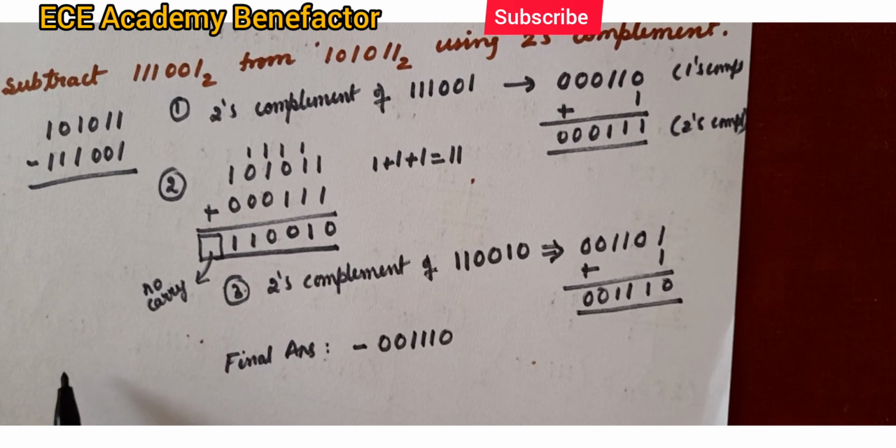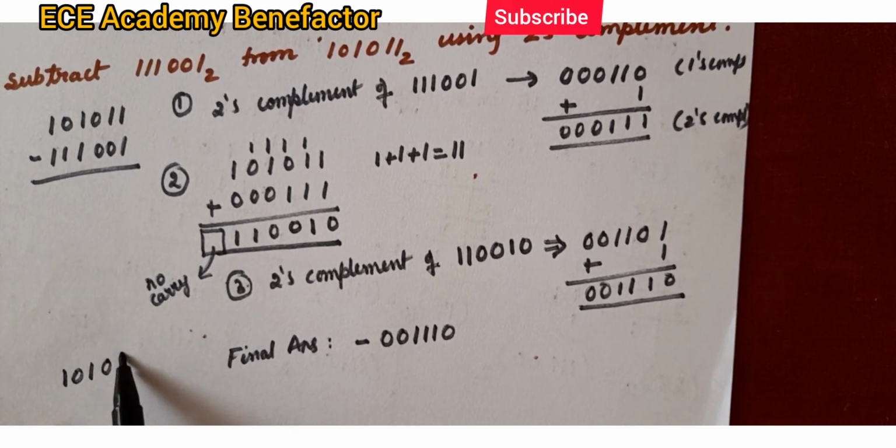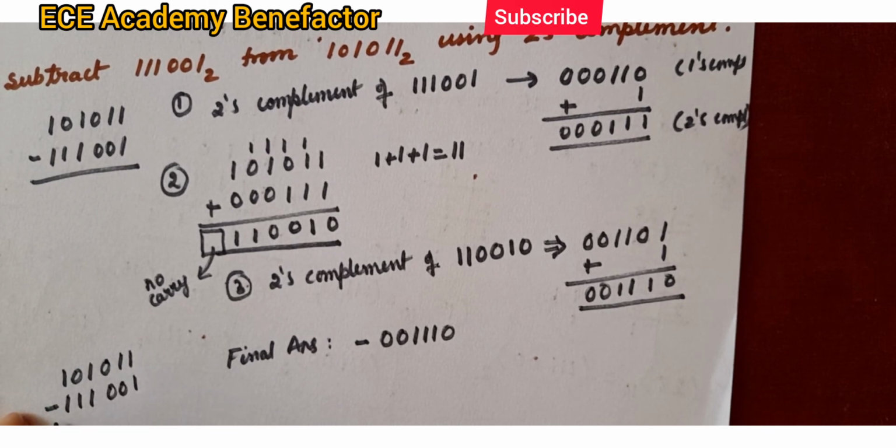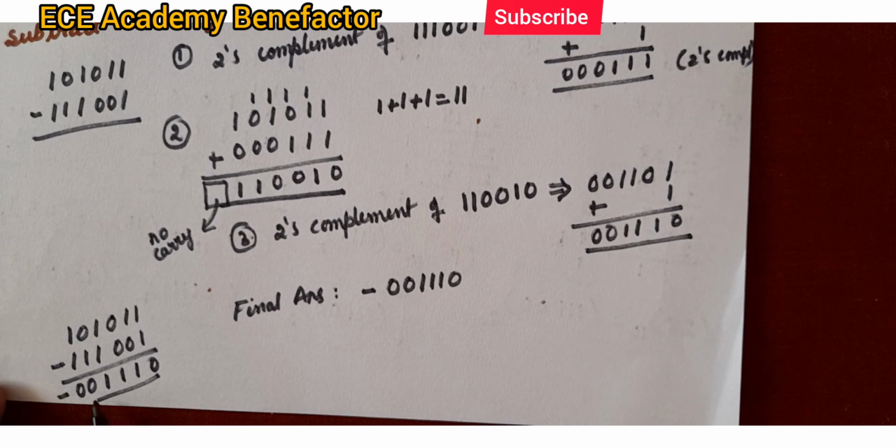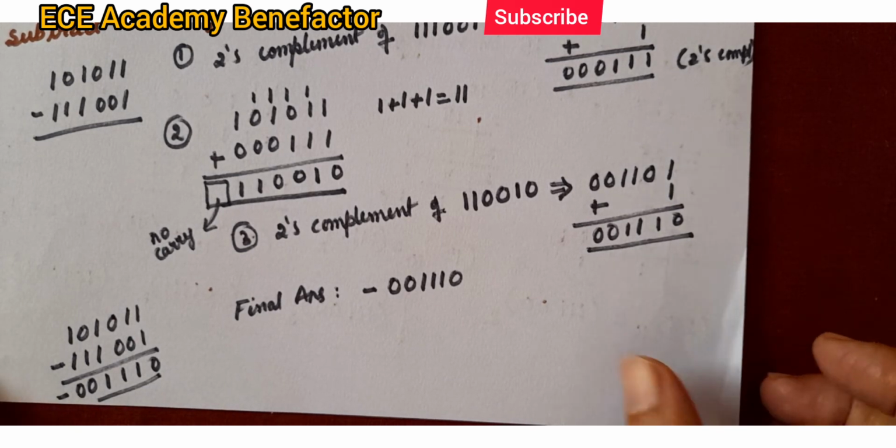So what is the result? 101011 minus 111001. Answer is minus of 001110.